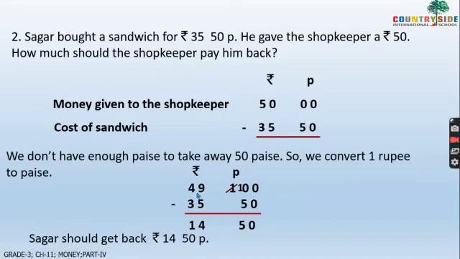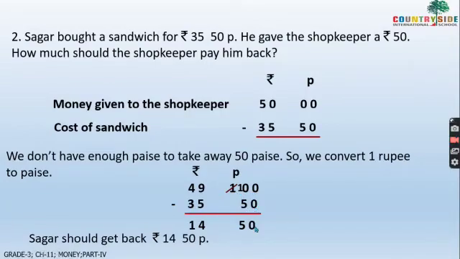See here, we don't have enough paise to take away 50 paise. So we convert 1 rupee to paise. From 50 rupees you take 1 rupee, so it becomes 49 rupees, and in paise it becomes 100 paise. Then now you can subtract 35 rupees 50 paise. So now you can subtract 50 paise from 100 paise. Now it is very simple.